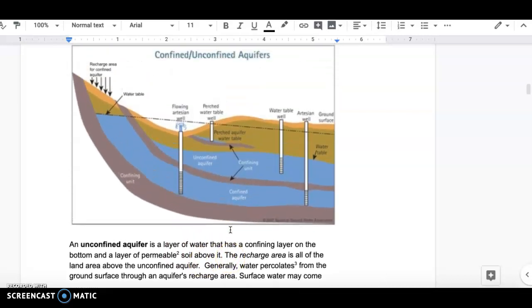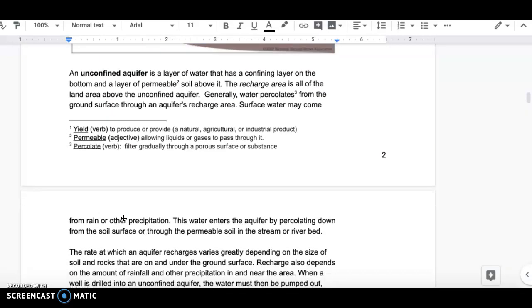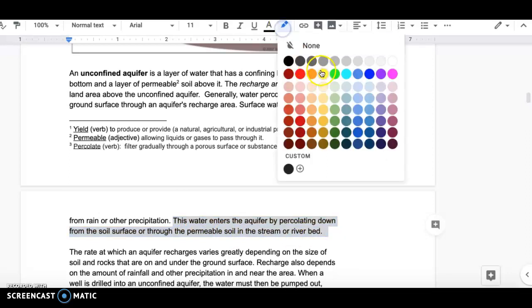The recharge area is all of the land above an unconfined aquifer. So generally, water percolates or filters from the ground surface to or through an aquifer's recharge area, right here. Surface water may come from the rain or other precipitation. The water enters the aquifer by percolating down from the soil surface or through the impermeable soil in the stream or riverbed. I'm just going to highlight that.